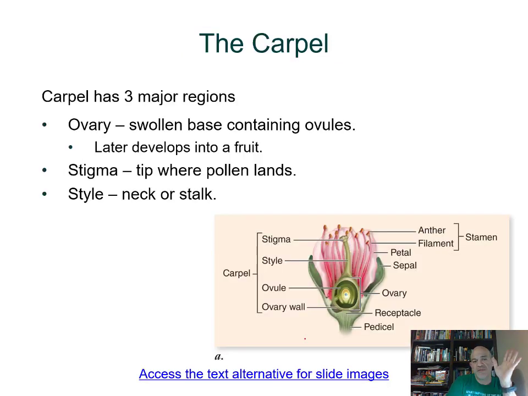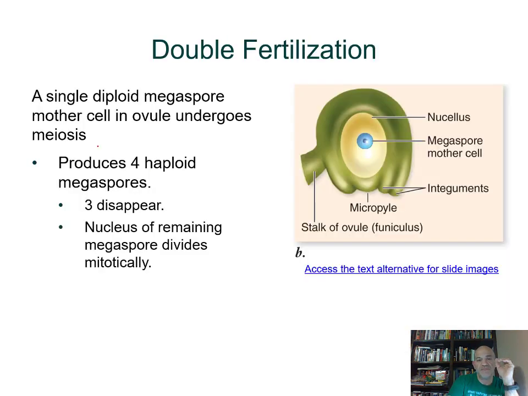So this part right here just goes through the carpels. It mentions what the ovary is, the stigma, and the style.